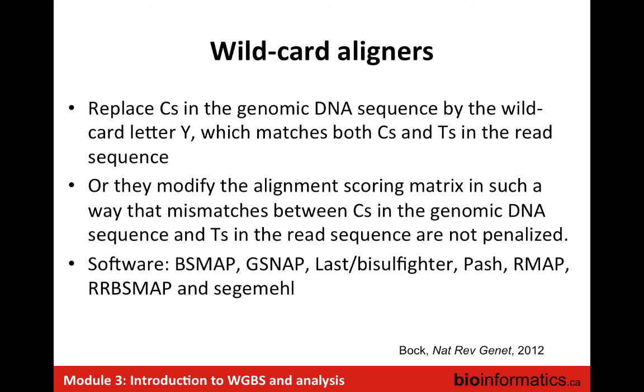So there are a number of tools, including BSMAP and PASH, that use this basic idea of having a wildcard. So all Cs basically will be viewed as wildcards, and you're going to allow and not count mismatches from Ts onto these. So that's approach number one.